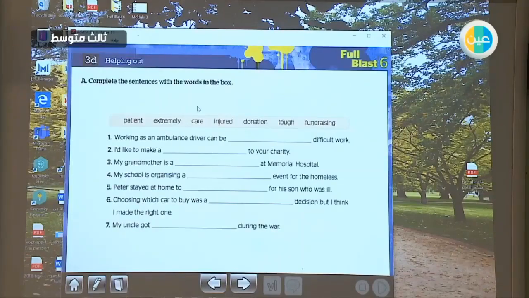Let's see the first exercise. We're going to use the words that we have done in the first task in the student's book. We're going to put them in the correct space according to their meanings. We have patient, extremely, care, injured, donation, tough, and fundraising.